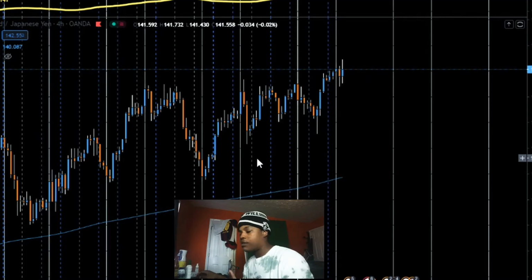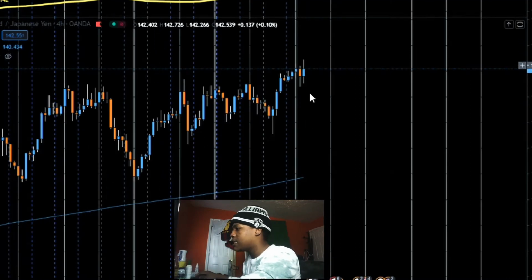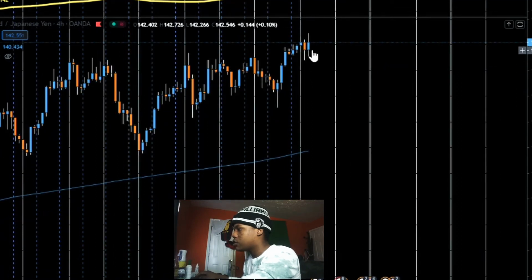So what does that mean? Basically, that means for each of these individual candles right here, guys, you got a candle right here, you got a candle right here. Each of these candles took 4 hours to form. This candle isn't done forming because it's still going up, it's still going down.